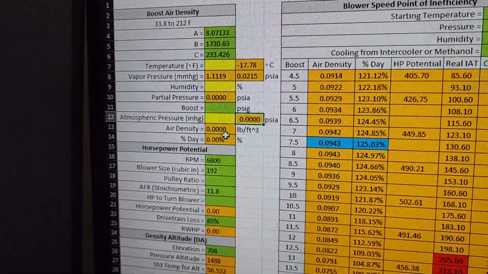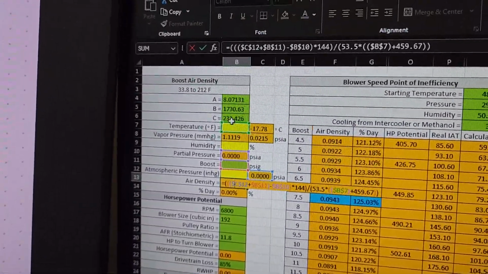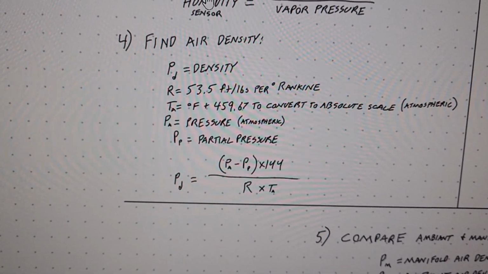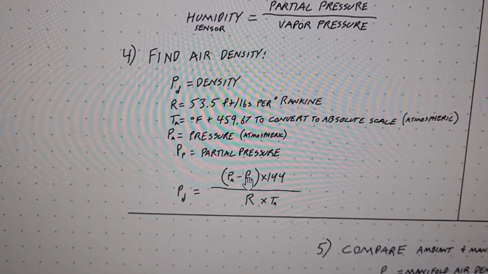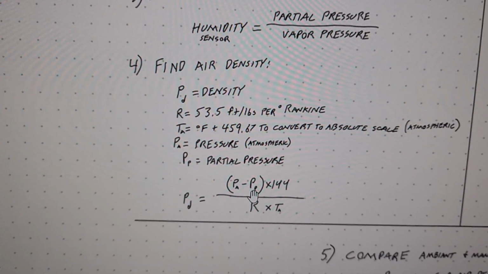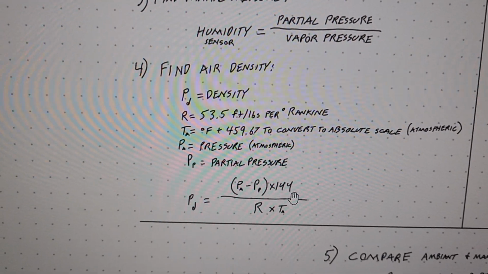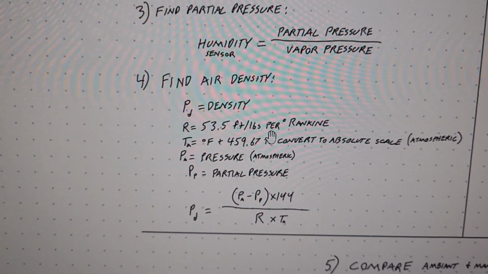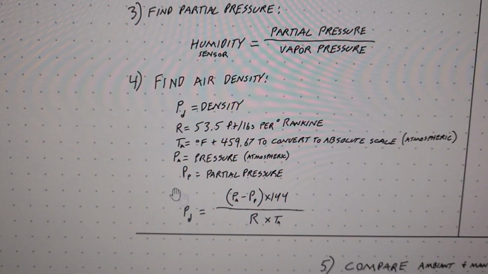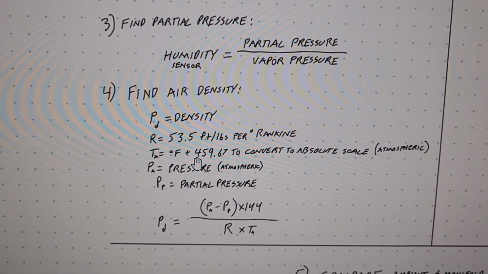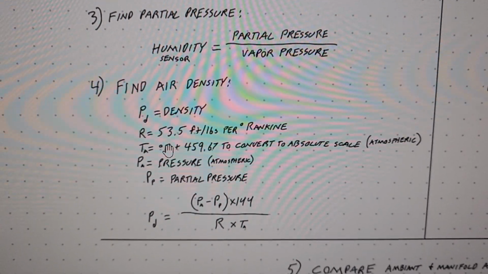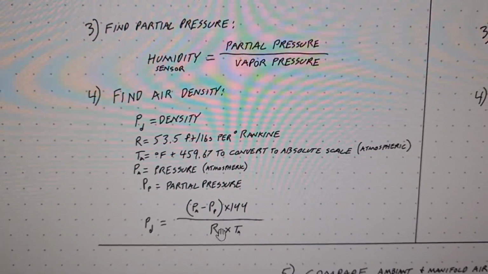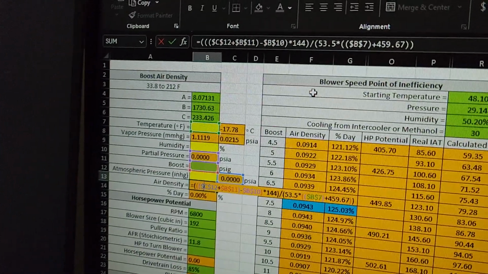Okay. Then your air density. Okay. So air density is going to be this long looking thing, but really it's simple. Find air density. Okay. Your density is going to be equal to your atmospheric pressure minus your partial pressure times 144 divided by R, which is this 53.5 foot-pounds per degree Rankine, times atmospheric temperature, which is whatever the temperature is outside, plus 459.67. That converts it to degrees Rankine in absolute scale. And then that'll give you your air density.